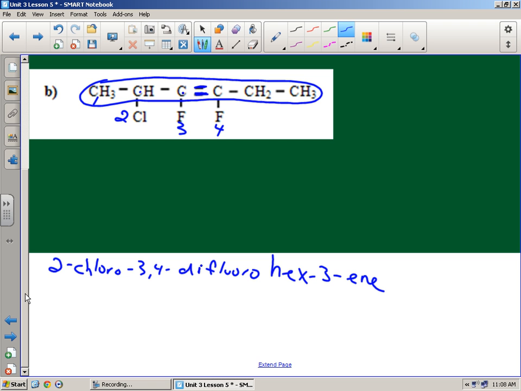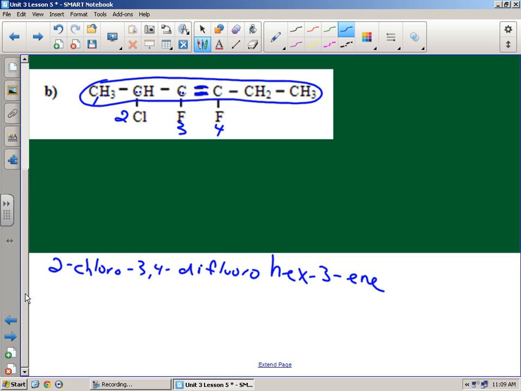2-chloro-3,4-difluoro-hex-3-ene. Yep. The 3 tells you where the double bond is. 1, 2 on the third carbon. 1, 2, 3 on the third carbon. Yep. Ine, Y-N-E. Okay. Now, be careful with this stuff.